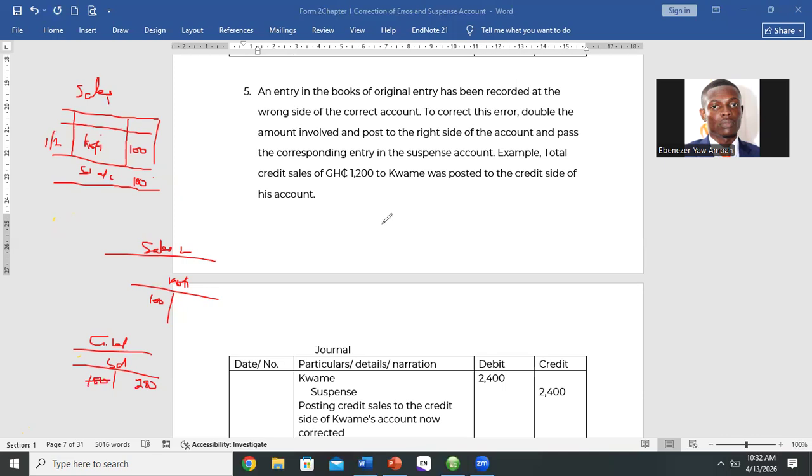So error 5 and error 4 are similar in terms of their correction. You have to double the amount. And see, all of them lead us to putting the entry on the wrong side. So that is for this particular error. Please, any question?